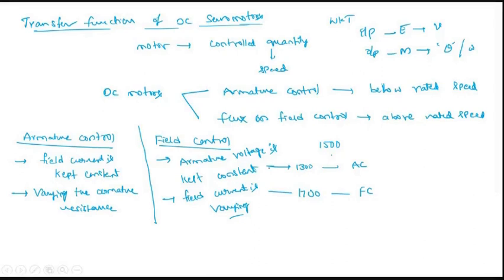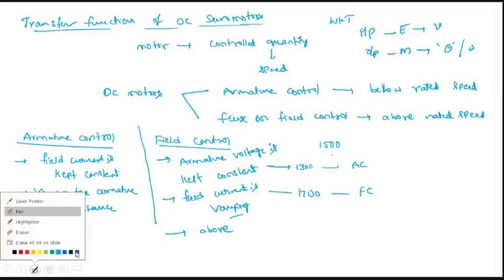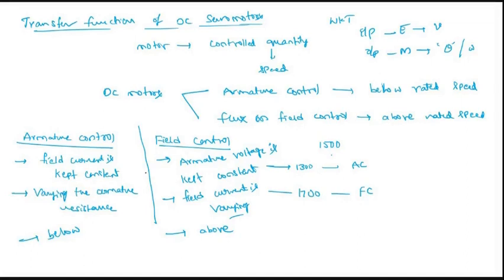Now let us explain with expressions, because this is a theory point, and with theory alone no one will be satisfied about how the speed is controlled. I said armature control is below rated speed and field control is above rated speed; that means the machine will run more than the rated speed in one case and less than the rated speed in the other. Practically, with the help of expressions, let me explain how we get armature control and field control.